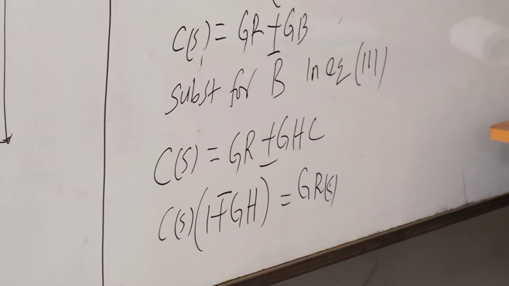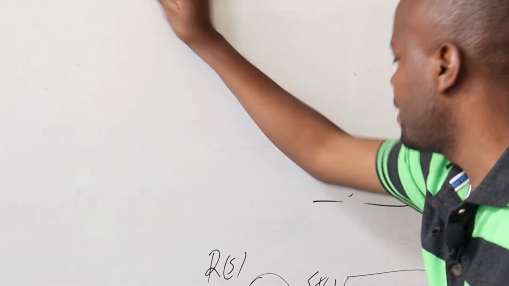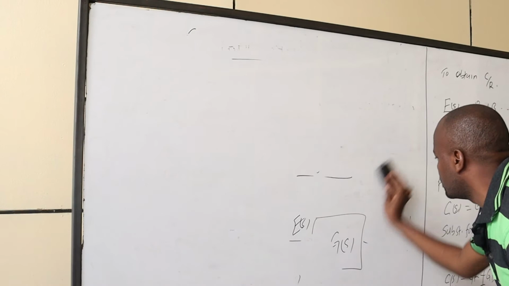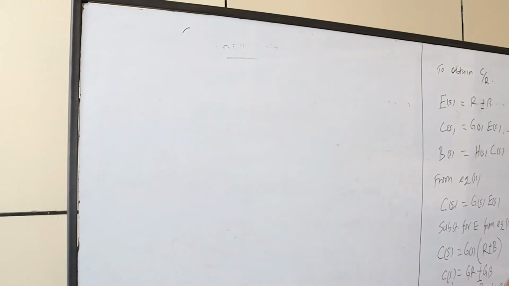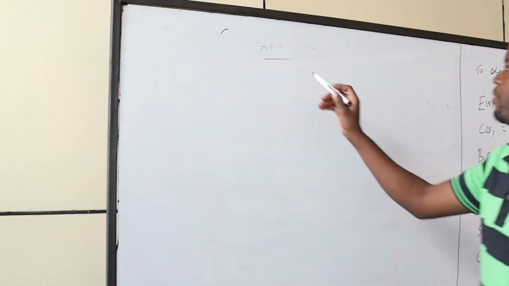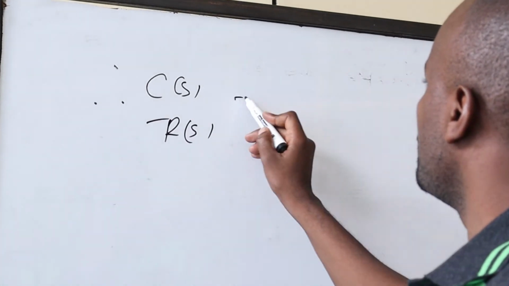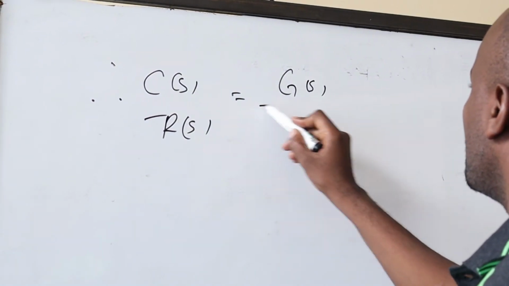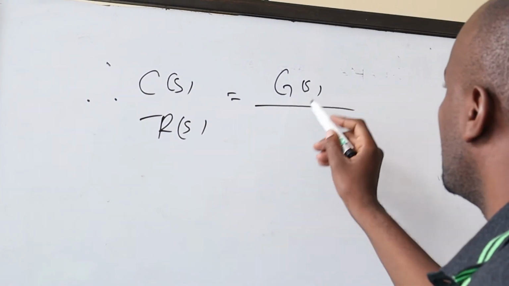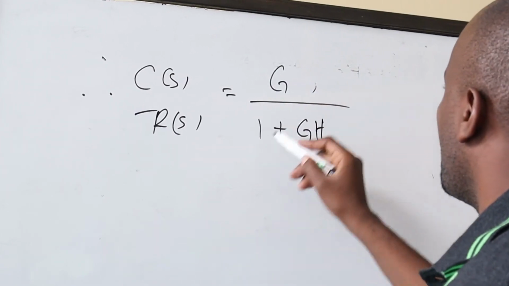Of course, all of them are now in frequency domain, and therefore we talk of R of S. Then we are going to have our transfer function. C of S all over R of S will be given by G of S all over 1 plus GH.